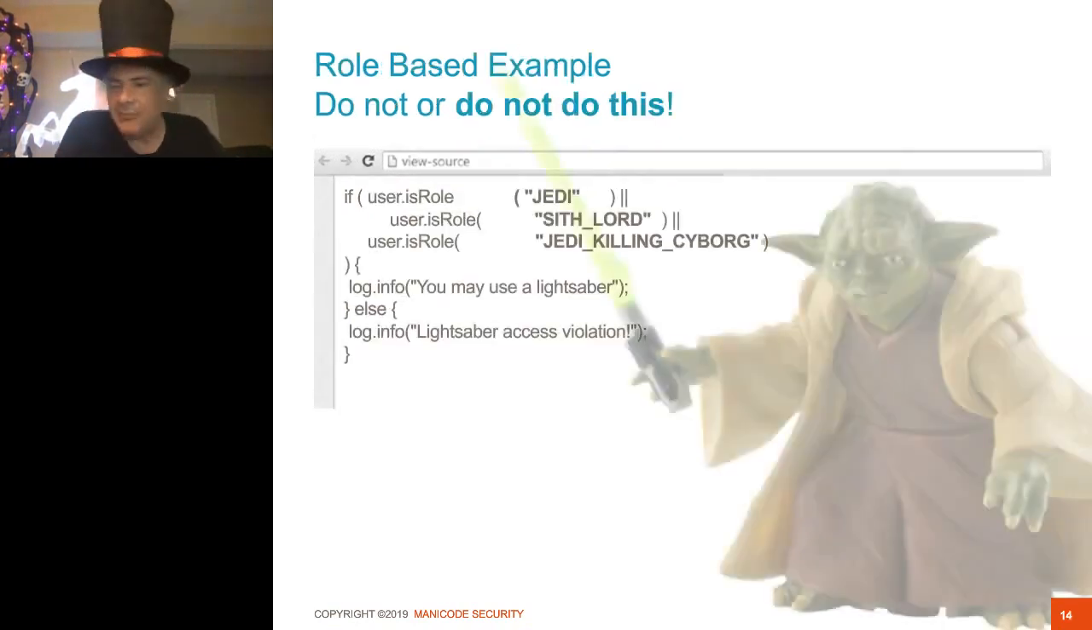Here's a little video game world, Star Wars world, right? If the user is a Jedi, if the user is a Sith Lord, if the user is a Jedi-killing cyborg, then let them wield the lightsaber. This is an example of role-based access control where every time I have to add a new character type to the game, I have to change the code. Every time I want to change this policy, I have to change this code in many locations in code.